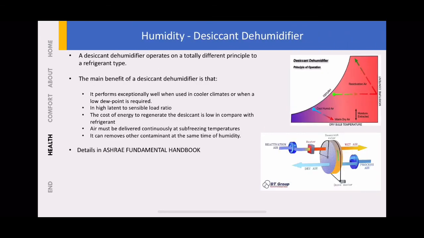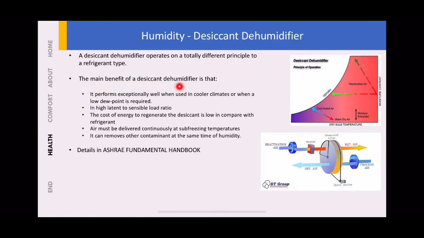If you use a desiccant dehumidifier, you install this at the air intake or the reactivation air, and you will suck in moisture indefinitely as well, rather than use a heating element or waste heat from somewhere else. You use a desiccant dehumidifier. It is equipment that operates on a totally different principle from a refrigerant type.